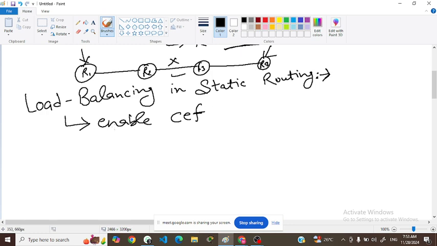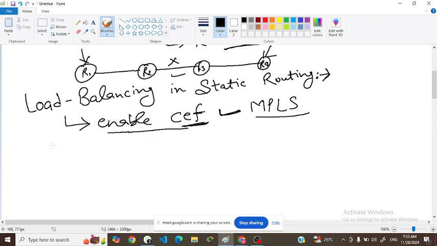CEF is another table, a kind of table like the routing table. If you want more information about CEF, it's not a CCNA level, but you will have to read MPLS for CEF. Then you will only understand it after understanding the tags. First of all, you will need to enable CEF with the enable CEF command.